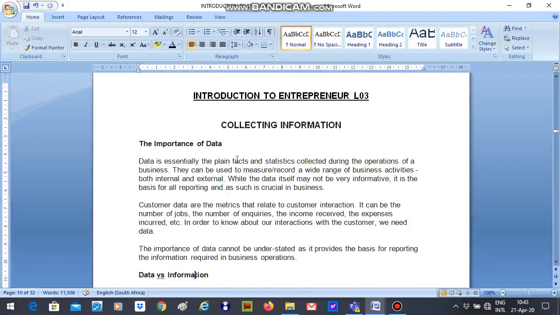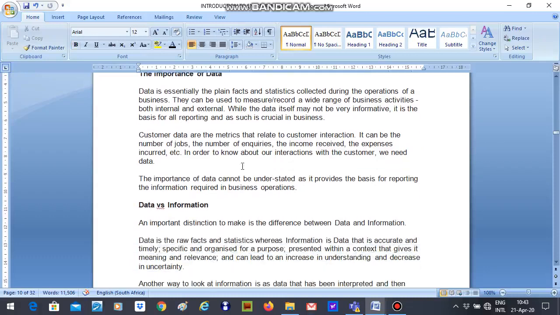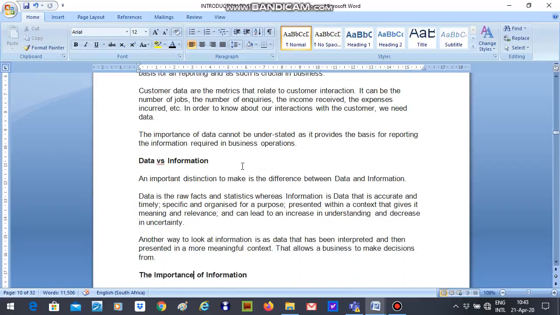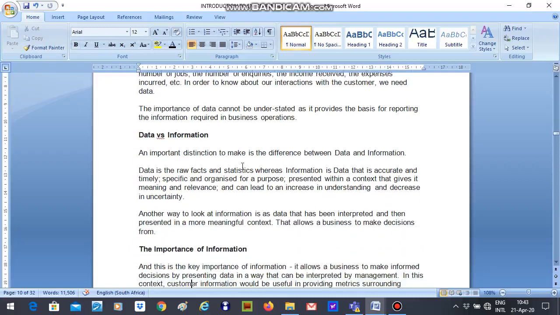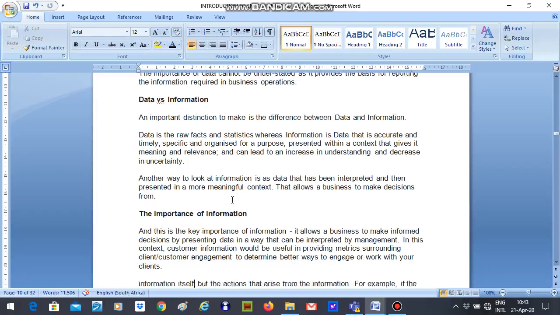Now let's look at how we can summarize LO3. That is collecting information. You need data. Data is important because it helps business to operate. Without data, how do you operate? And then we look at the difference between data and information. I think I've taught you that in different modules. Data is raw, information is sieved data. It's normally accurate and it's timely, it's precise.